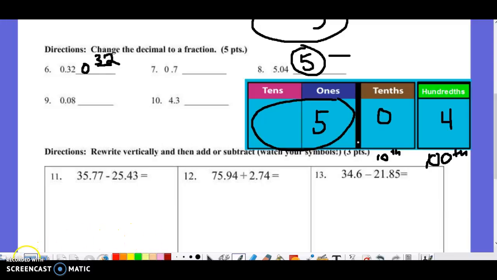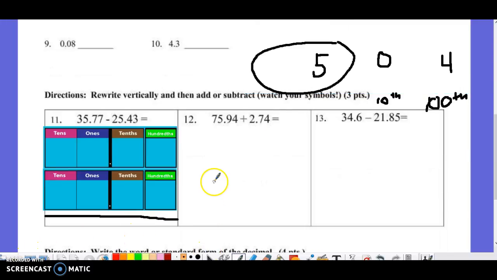Then move on to questions 11 through 13. For questions 11, 12, and 13, you are either subtracting or adding. For 11 and 13, you subtract, and for 12, you add. I would again set up a place value chart, because then it makes it easy to line up your decimals and fill in the holes. So you must rewrite this problem vertically. Put your 3 in the 10s, 5 in the 1s for 35, and a 7 in the tenths as well as in the hundredths.